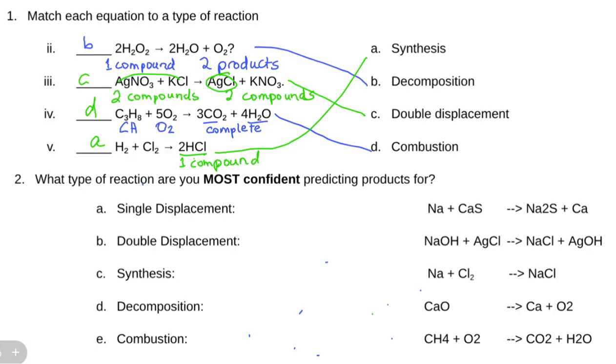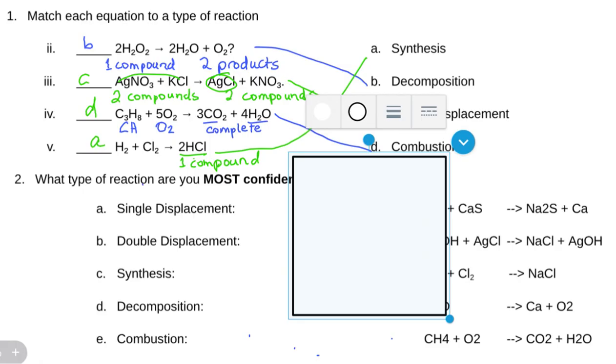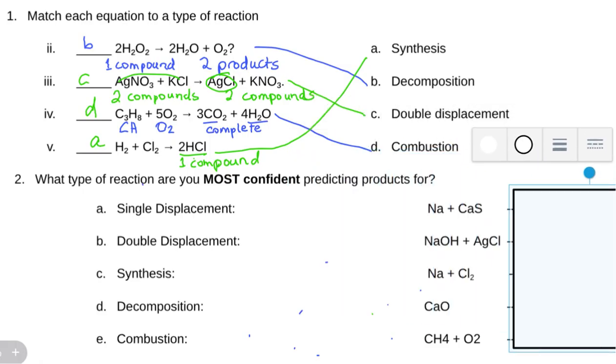Now when you're choosing your answer for number 2, you can also practice predicting products. So for example, you could use a piece of paper, I'm just going to use a square to simulate this, and cover your answers. This self-reflection on paper helps you look at these and actually only look at the reactants to figure out if you can predict what type of reaction.